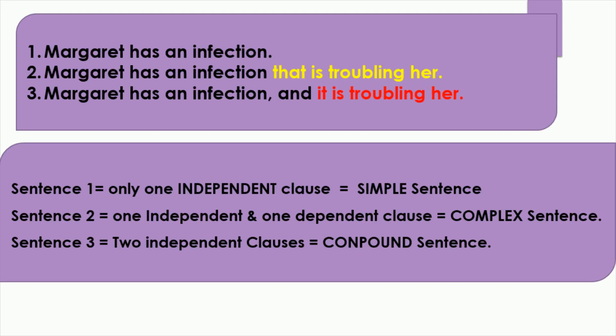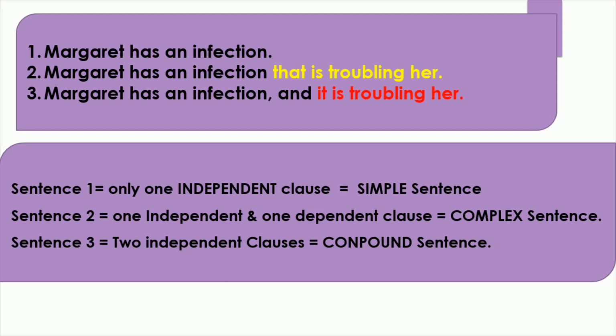Sentence 2. Margaret has an infection is an independent clause as we have already seen. That is troubling her is the subordinate clause here. Why is it a subordinate clause? That is troubling her. What is troubling her? In order to answer this question, we need to go back to the main clause. Margaret has an infection. So, the clause that is troubling her is dependent on the first clause for complete meaning. So, such a sentence which has one independent clause and one dependent clause is a complex sentence.